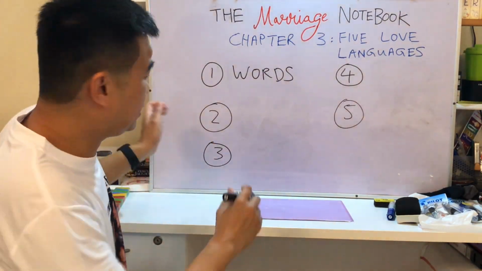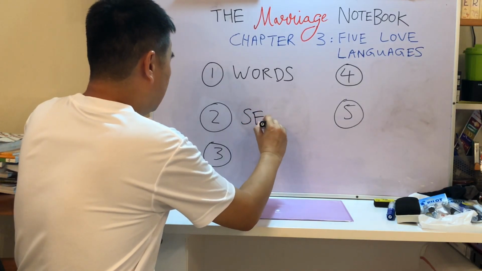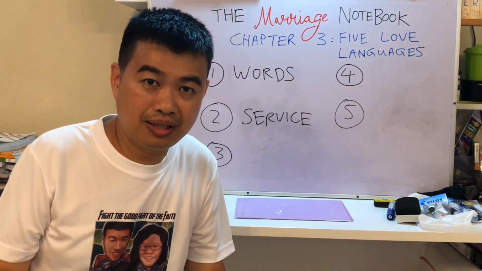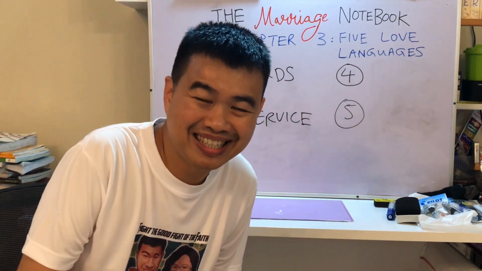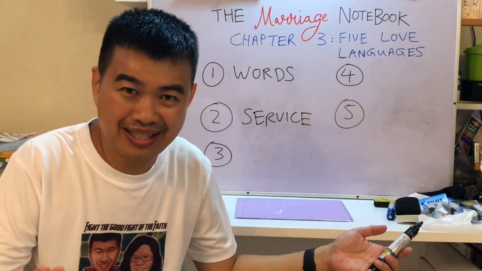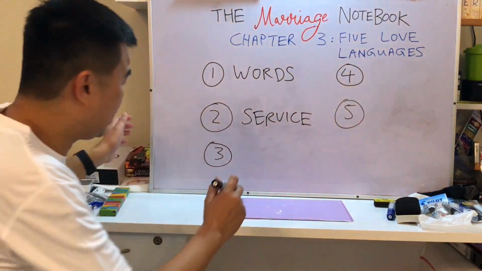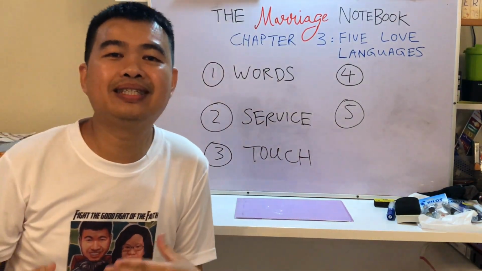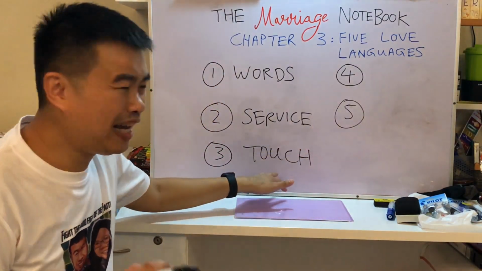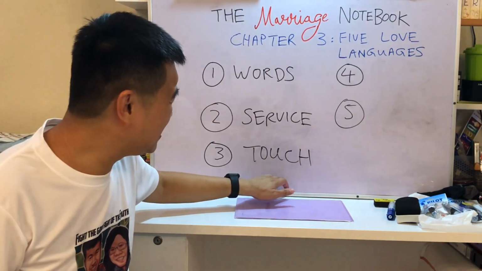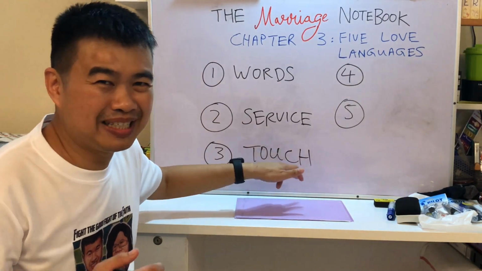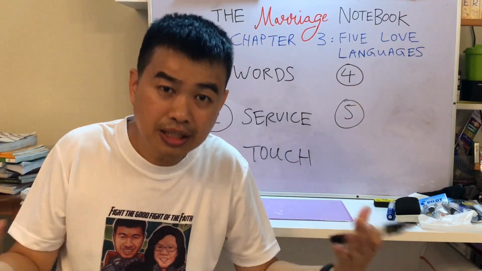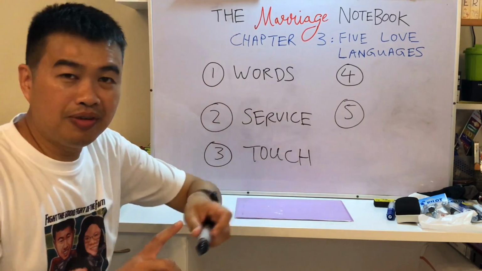The second love language is acts of service. Acts of service, for example, doing household chores, helping her to get groceries. That's acts of service. The third love language, physical touch, physical intimacy. I believe most guys speak this language as their primary or secondary love language, because to guys, physical intimacy is important.